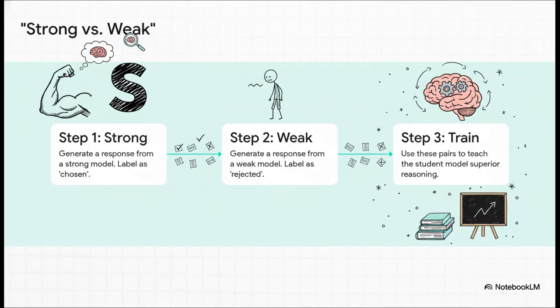But hang on, where do you get millions of these comparisons? Paying humans to label all that data would cost a fortune. So, here's the clever part, the secret recipe. You get a really powerful, strong model and a much weaker model to answer the same question. Then, you automatically label the strong model's answer as chosen and the weak ones as rejected. Boom! You've just created a massive, high-quality data set for teaching superior reasoning, all without a single human labeler.